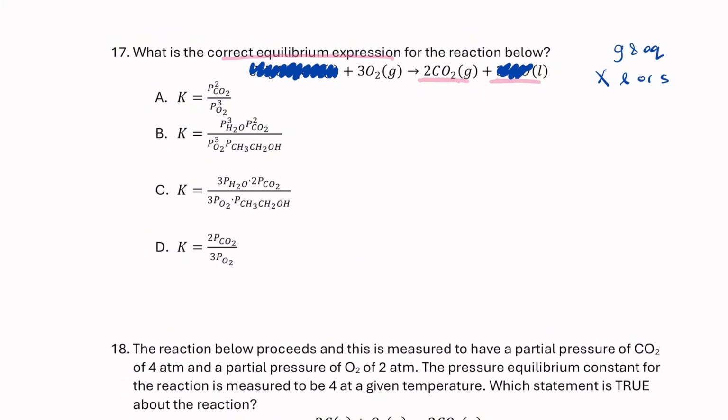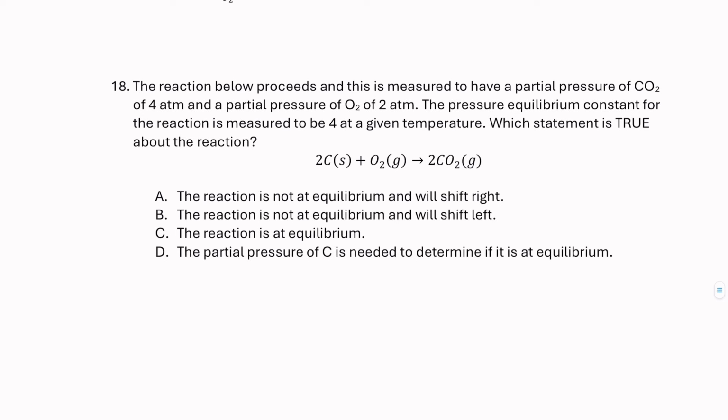Here, ethanol is written as a liquid and water is also a liquid. That means neither of those appears in the equilibrium expression. So the equilibrium constant expression will just involve the gases, oxygen and carbon dioxide. The products go in the numerator, raised to their stoichiometric coefficients. Reactants go in the denominator, also raised to their stoichiometric coefficients. So that gives us K is equal to the pressure of carbon dioxide squared divided by the pressure of oxygen gas cubed. Looking at the answer choices, that matches option A.